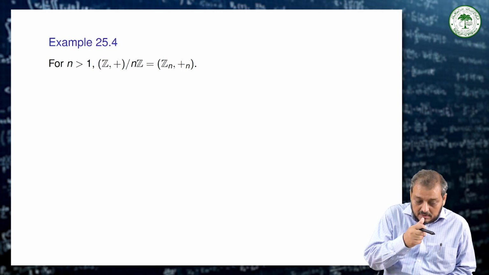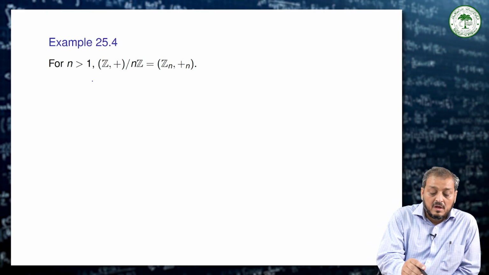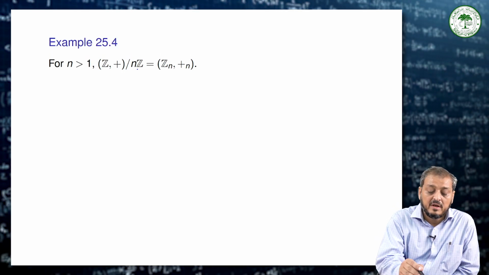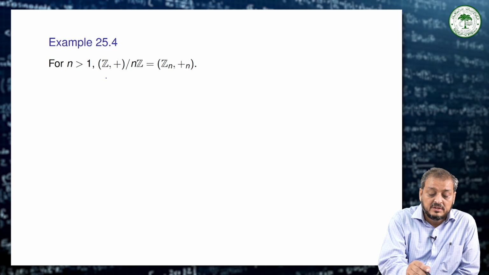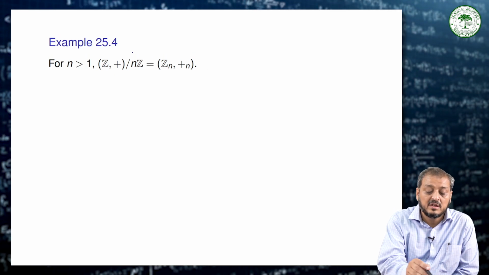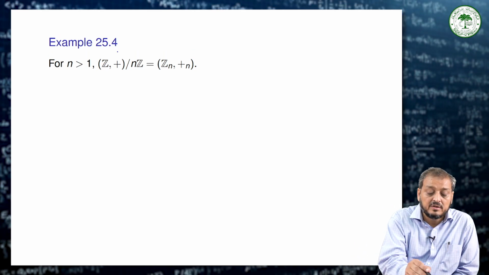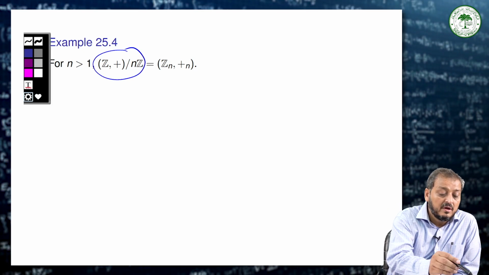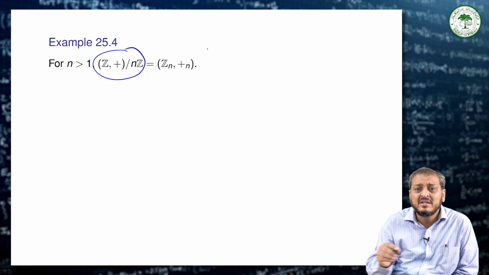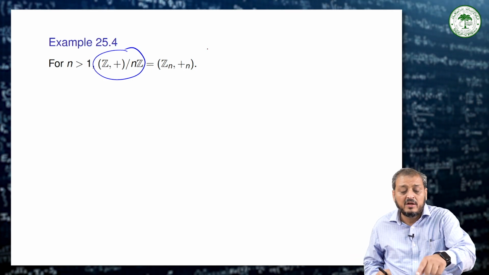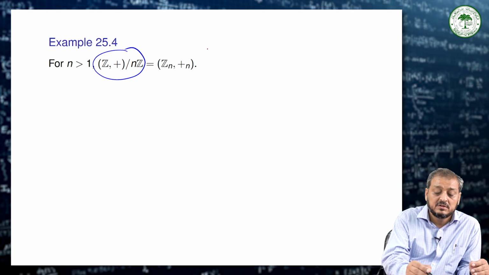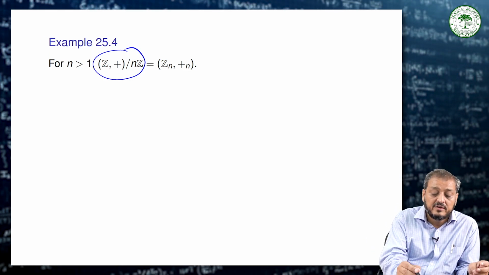For n greater than 1, Z under addition over nZ, this quotient group is the same as Z_n, addition modulo n. So let us try to show that this is the quotient group of Z under addition over nZ.